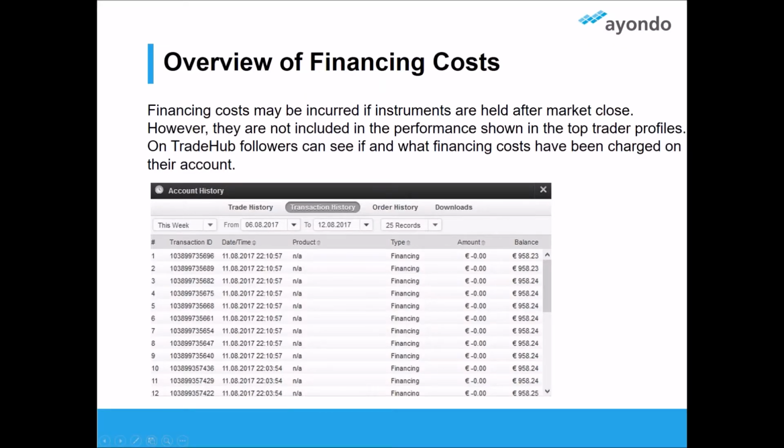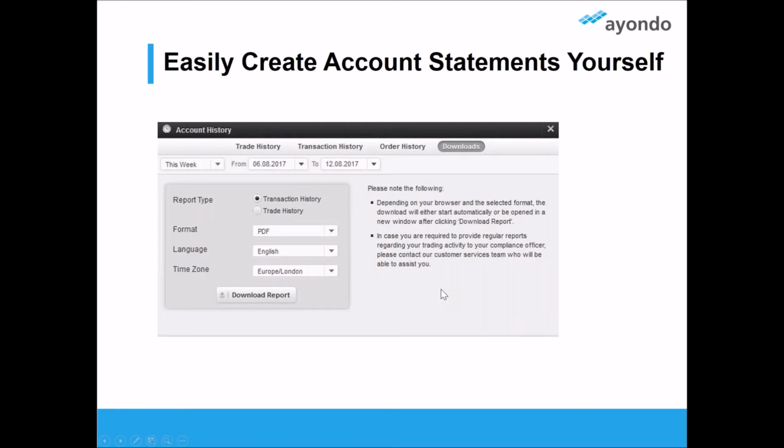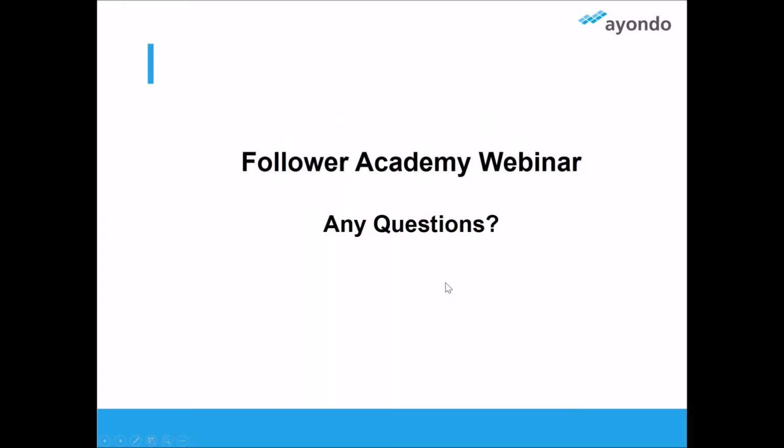If you want to get really detailed into things like the financing costs, let's just jump back to here. So if you hold a position overnight, there's normally financing costs to pay. They tend to be pretty tiny, particularly if you're trading at a really low level to start off with. But you can see all of that within TradeHub as well. So it gives you a detailed view of what's going on. You can pull statements off, all the usual stuff. And it really is as easy as that.